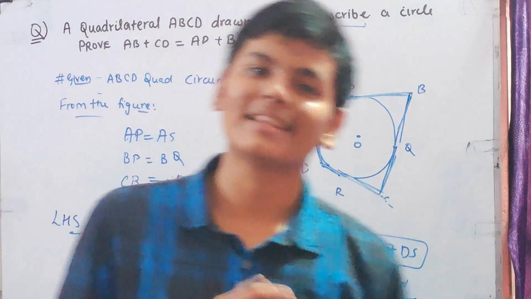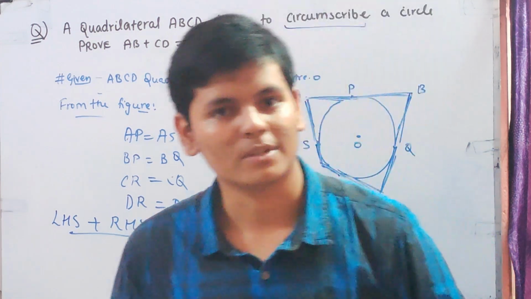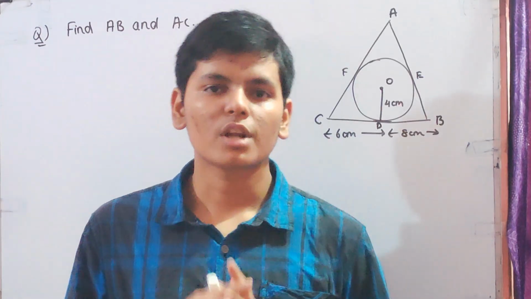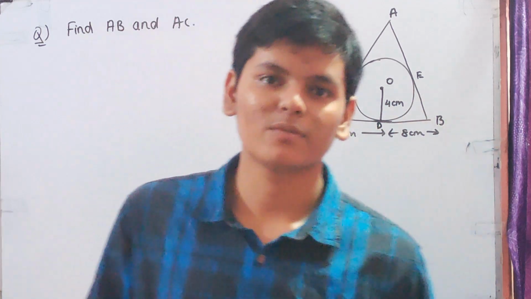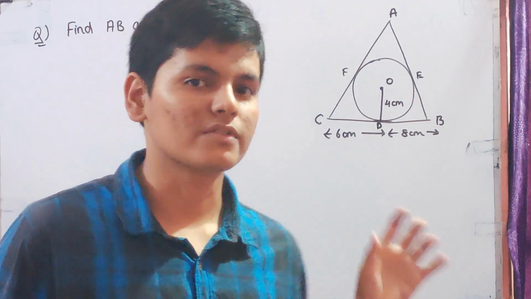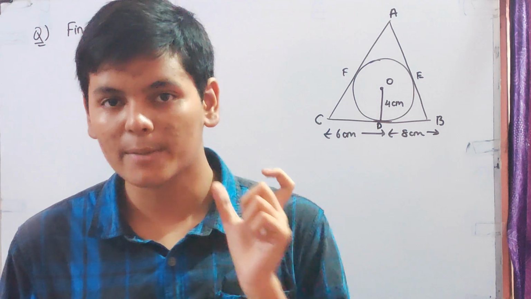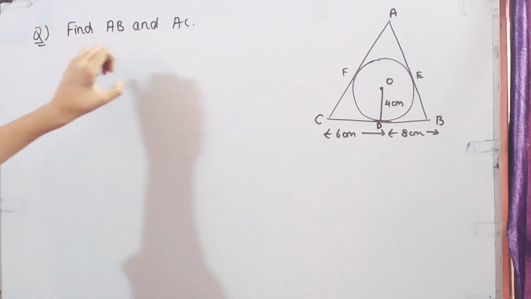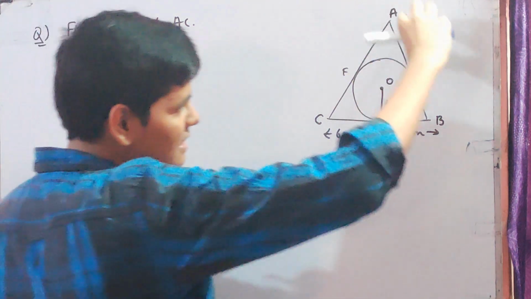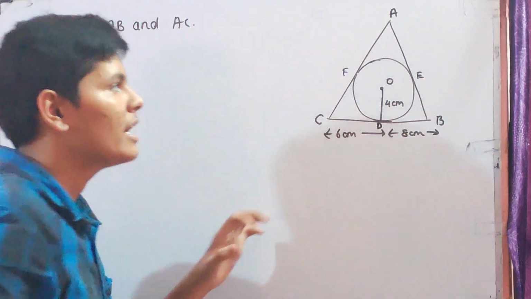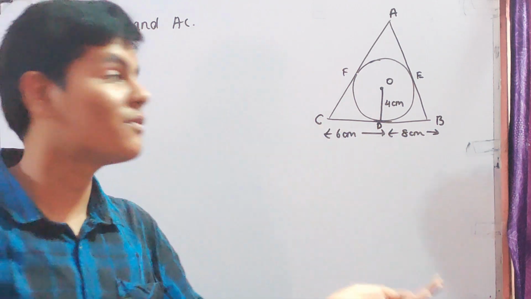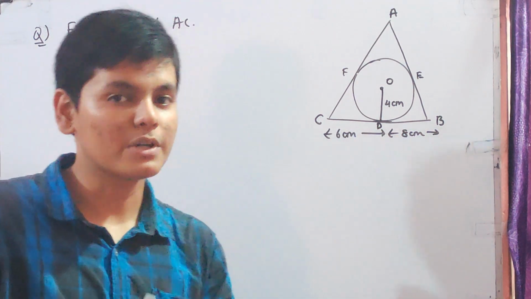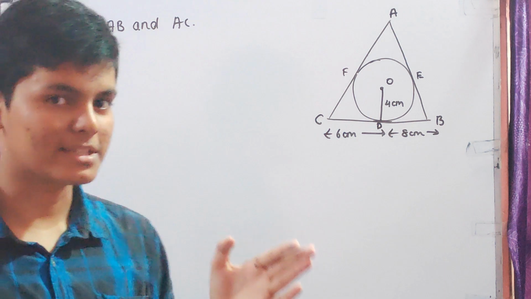Now let us move on to the next question, and that might be a little bit complicated one. So now we are going to move on to the most complicated question of the 10th class textbook of circles. And this is one of the most important models of question. Here this is our diagram and we have to find AB and AC. If you look at the question from the outer side, you find that the question is very easy. But when you try to solve it, you have to do a very long method.